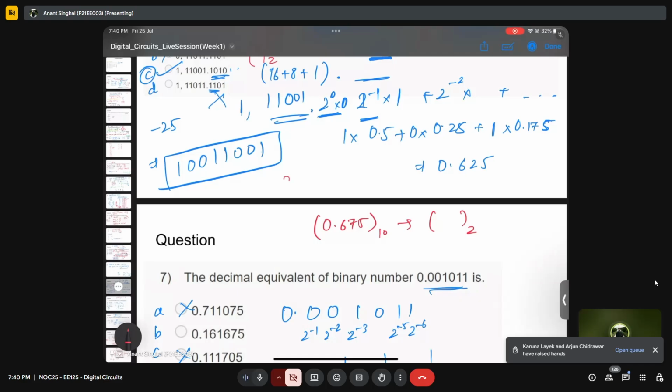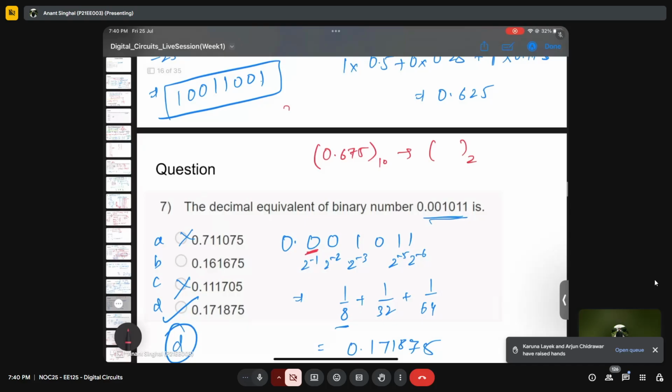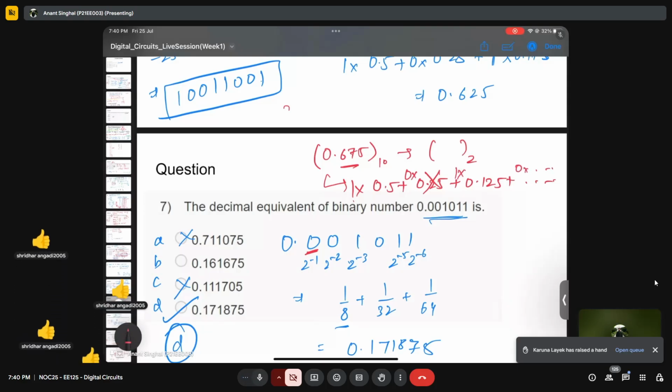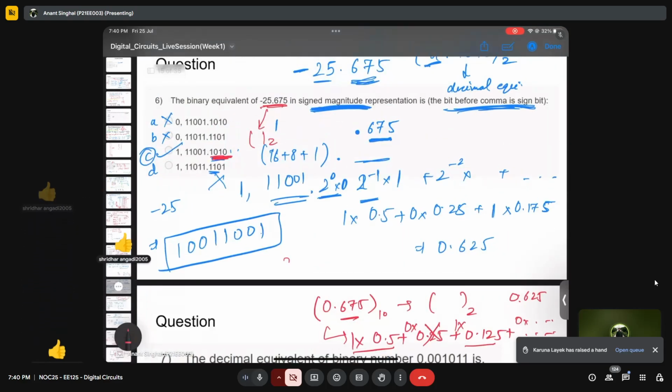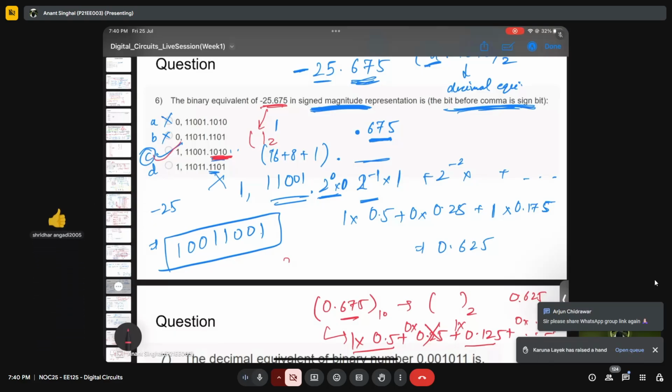So that is what I said in the next problem. We start with 0.5, right? I cannot write it as 0.25 because that will exceed. So I can write 0.125 plus something, right? You agree with that in the decimal terms? Yes, sir. So this is 1 times, this is 0 times, this is 1 times, this is 0 times, and so on. So 0.5 plus 0.125 will give me 0.625, right? Since that was the closest answer, 1010, that is why I chose this, because A and B cannot be the answer because of the sign bit, and C and D, this 11 cannot be the answer because this has already exceeded 0.675.